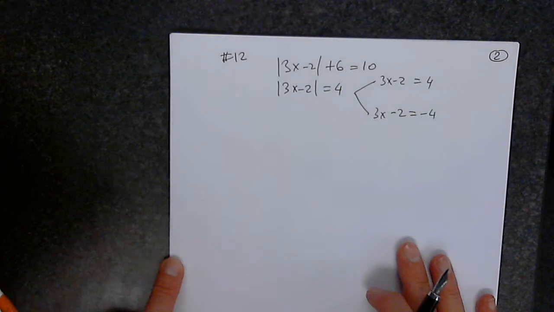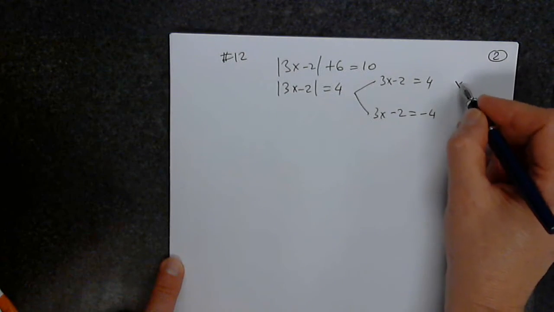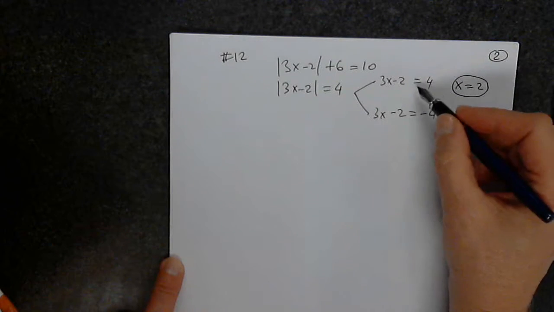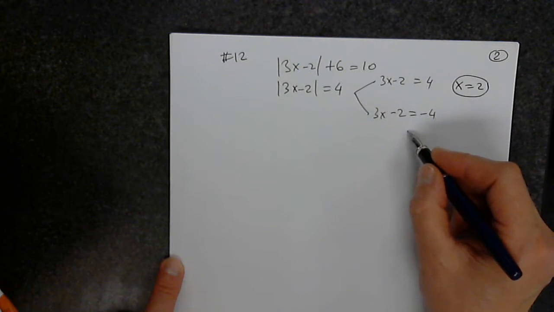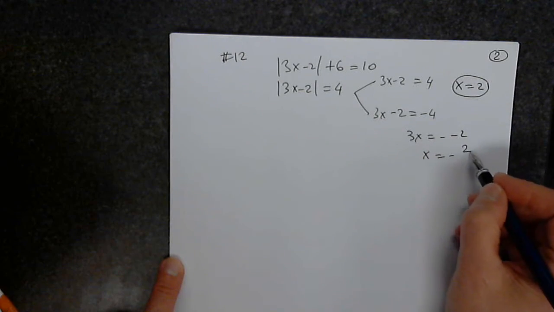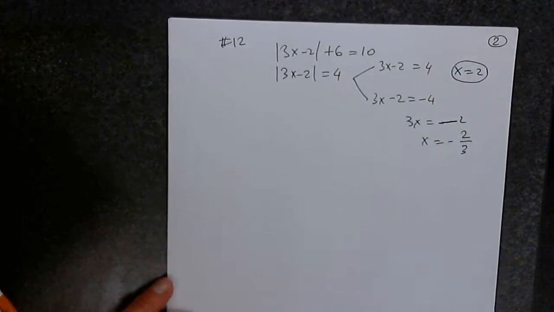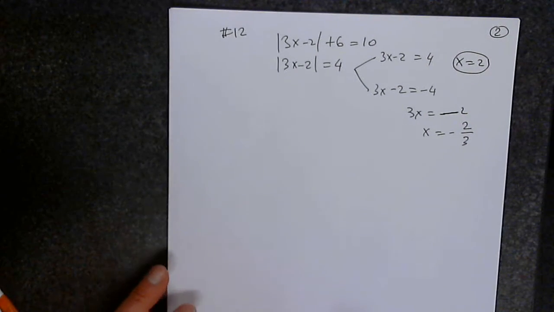What is the first solution? 3x equals 6, so 6 divided by 3, x equals 2. And the other one is 3x equals negative 2. Indeed, x equals negative 2/3. Good. Very good. Here's another problem.